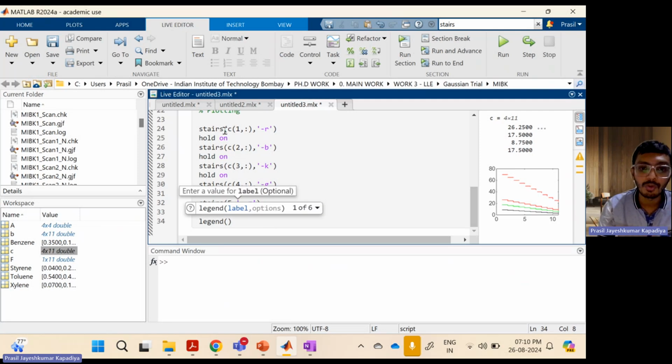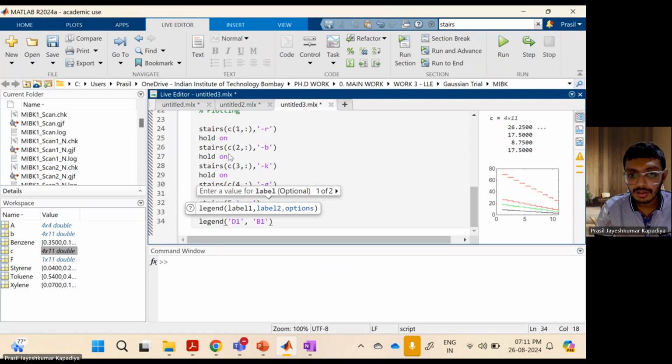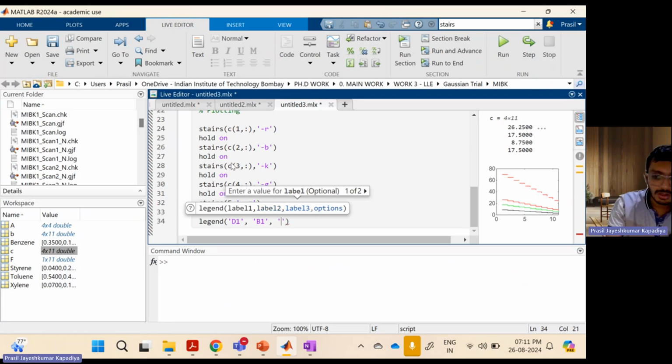So for the first plot, what is the legend? First plot was calculation of D1. So I will put D1, comma. Second plot, this one was for B1. Then third one was for D2. And fourth one was for B2. And this fifth one is for F.